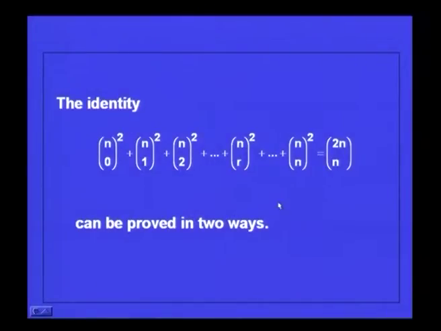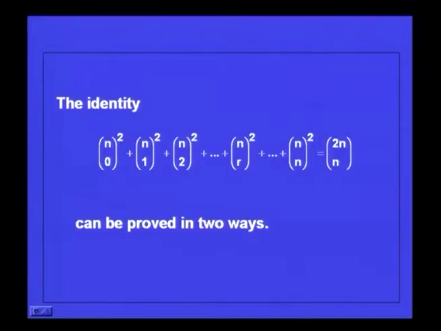You find that you look at it in two different ways. The expression (1 plus x)^n into (1 plus 1 by x)^n. Then in one way you get the left hand side, in another way you get the right hand side, they are equal. This is one way of looking at it. You can also prove it by combinatorial argument.